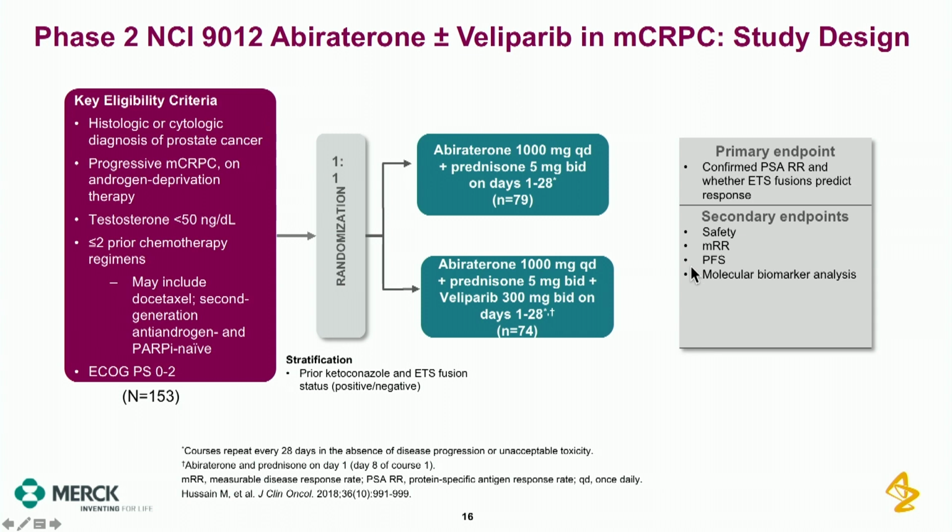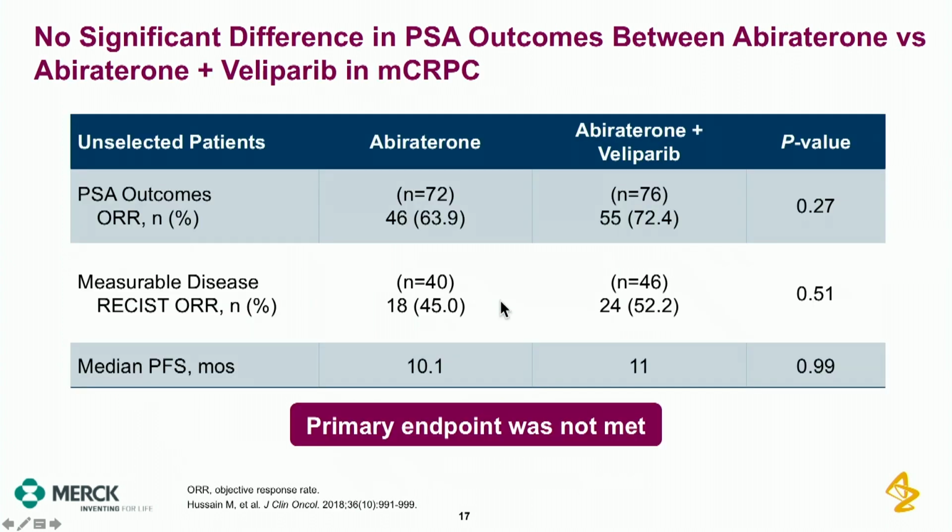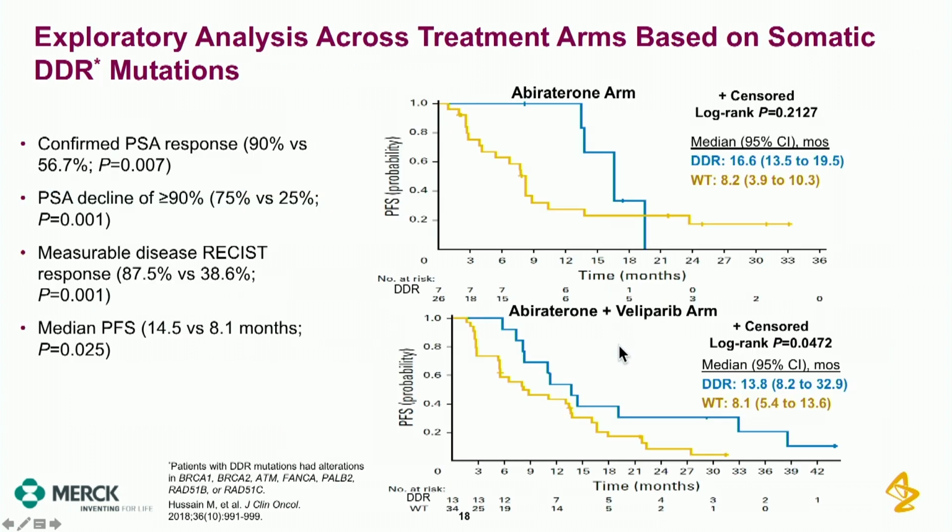So there have been trials that have been performed combining a PARP inhibitor plus abiraterone. This is an NCI study comparing abiraterone plus prednisone to abiraterone plus Olaparib. When we look at the PSA declines, there was no significant difference in PSA outcomes or measurable disease or progression-free survival, so it did not meet its primary endpoint.